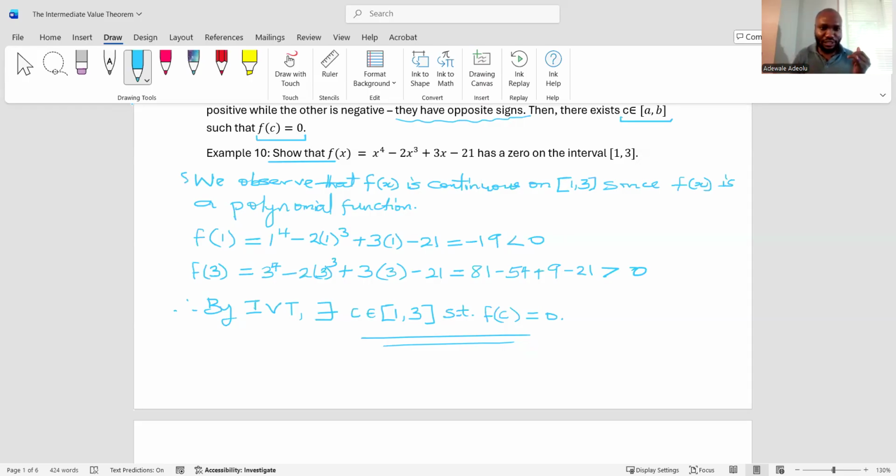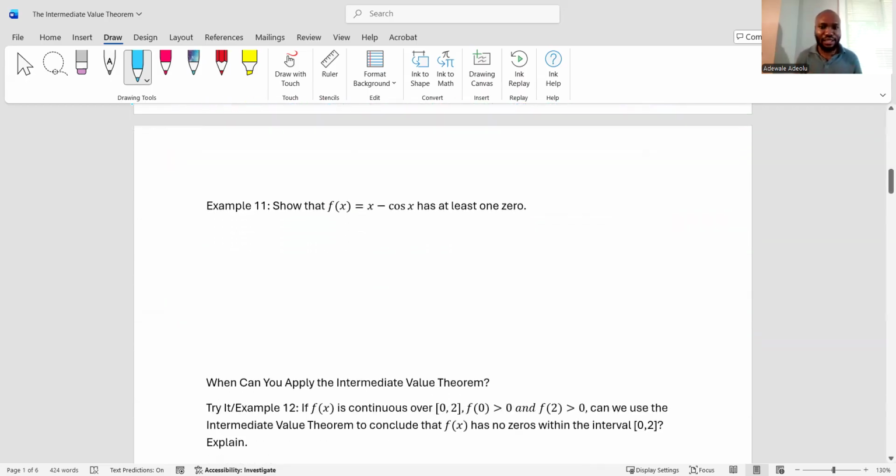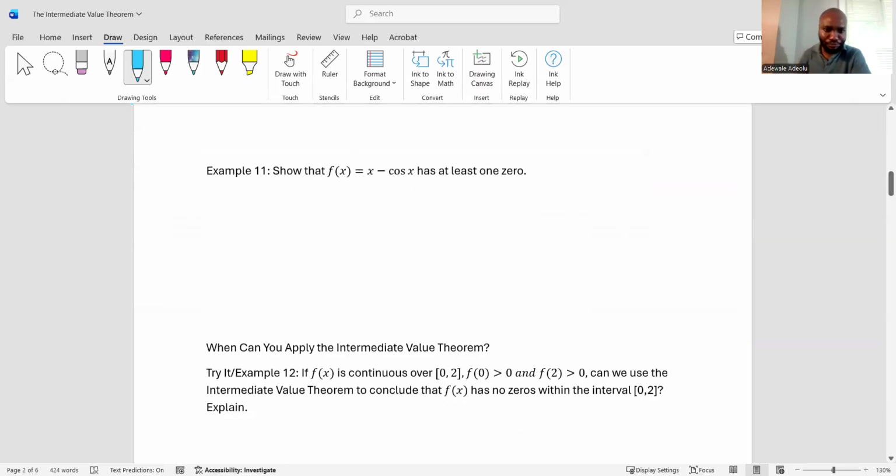The first thing we check, our function is continuous, not just continuous, on a closed and bounded interval, which we are given. Then we check for the signs and we realize they have opposite signs. Then we can say by IVT, there exists a c, that is a point in that closed and bounded interval, such that when you evaluate our function at that point c, it is going to be 0. So that is that. Let us look at another example.